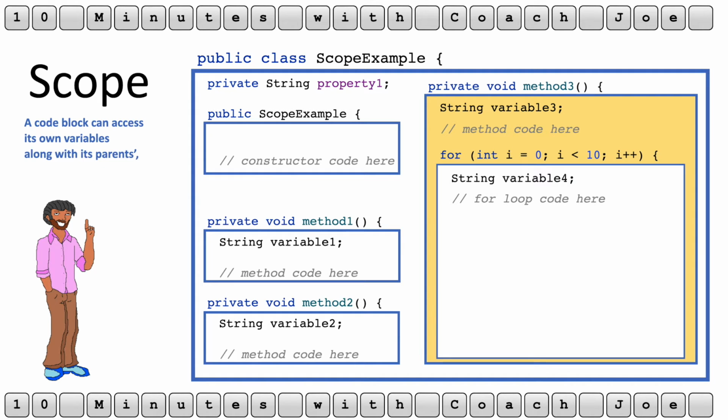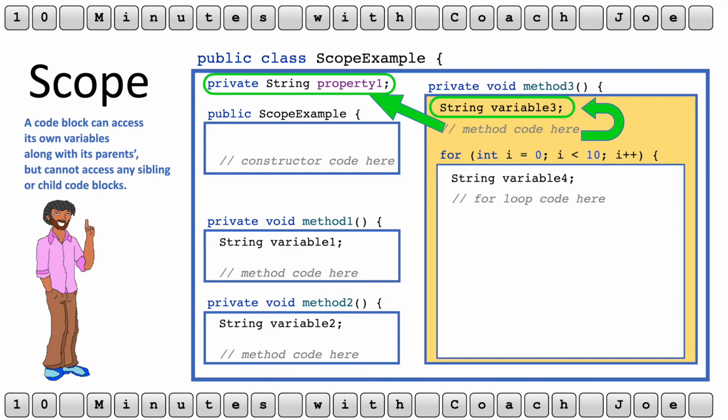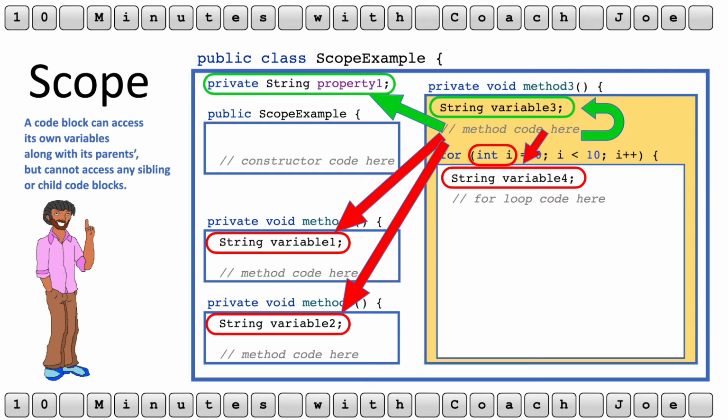A simple rule to follow is this. A code block can access its own variables along with its parents, but cannot access any sibling or child code block variables. This means the code in method 3 can access variable 3 and the class property, but cannot access variable 4 or the loop counter variable i because it is found inside a child code block. It also means method 3 cannot access variable 1 or variable 2 because they are found inside sibling code blocks.